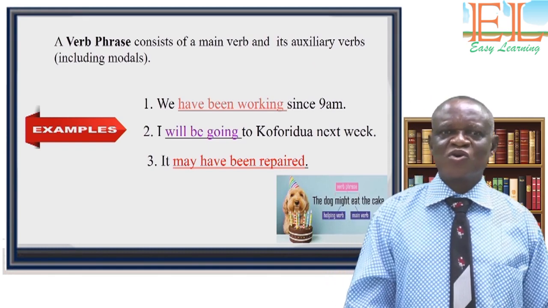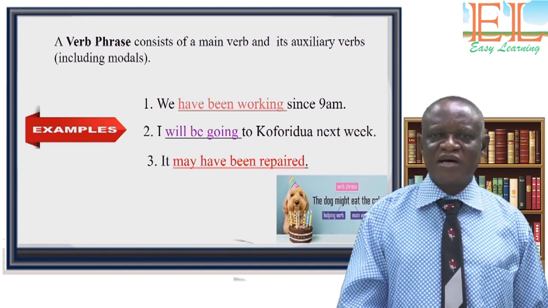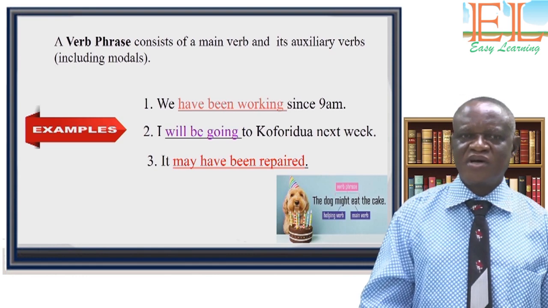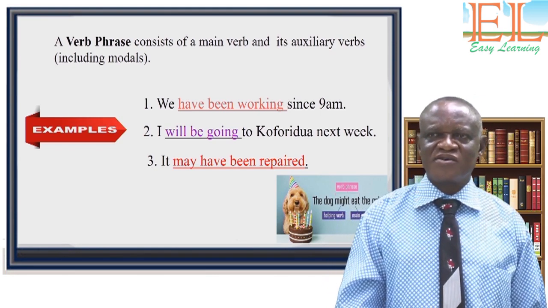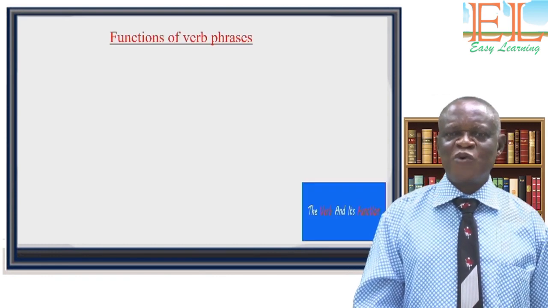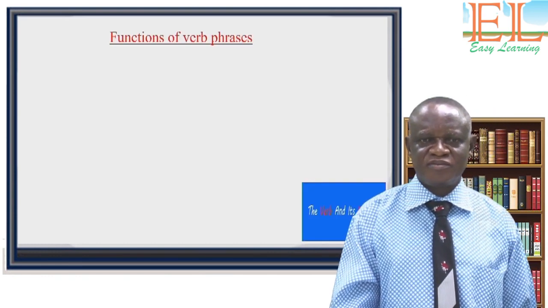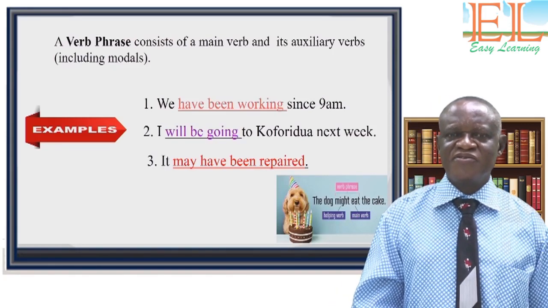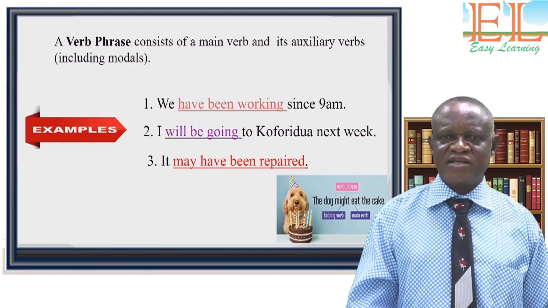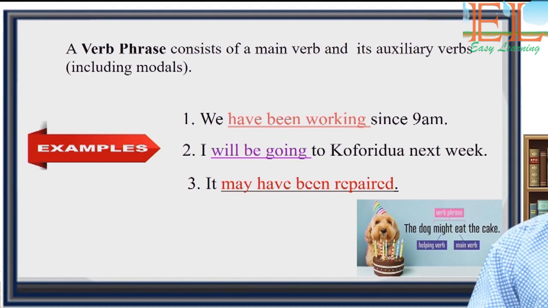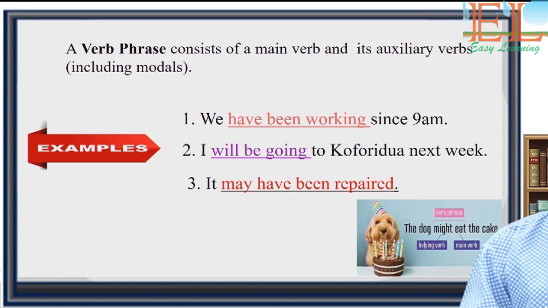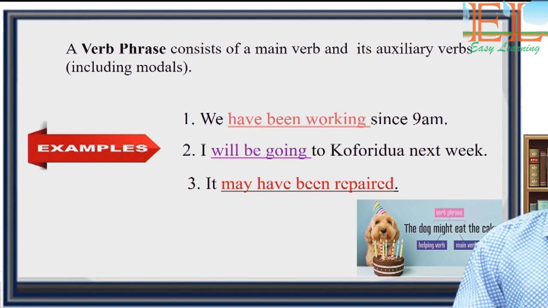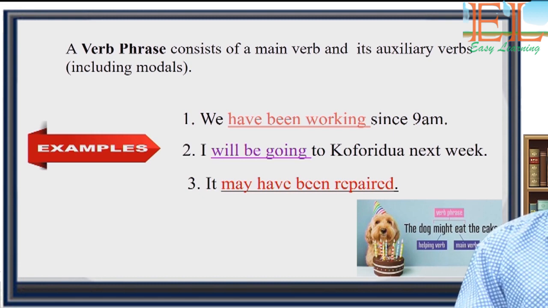A verb phrase consists of a main verb and its auxiliary verbs, including modals. Let us look at this example. We have been working since 9 a.m. The verb phrase in this sentence is have been working. Have been working is the verb phrase in the sentence, and it indicates the action performed by the subject we.